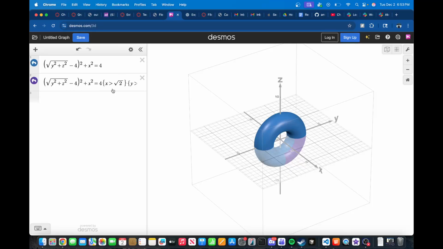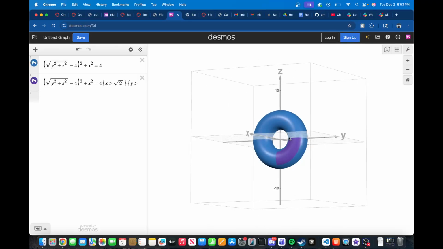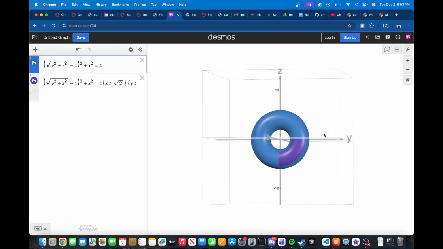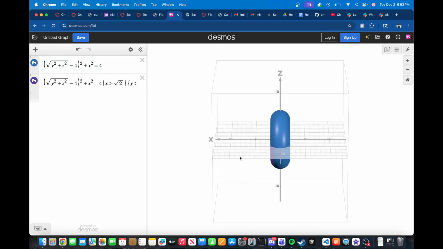Desmos has this interesting feature which allows us to just put bounds in curly braces. So we have all of those 3 bounds here, which is given by this little purple part of the torus that you can see down here. So this is, please stop spinning, jeez. We can see that z is less than 0, y is greater than 0, and we can also see that x is greater than root 2.